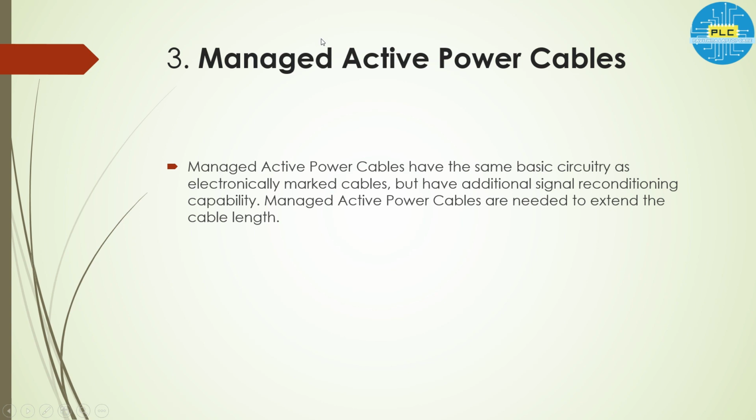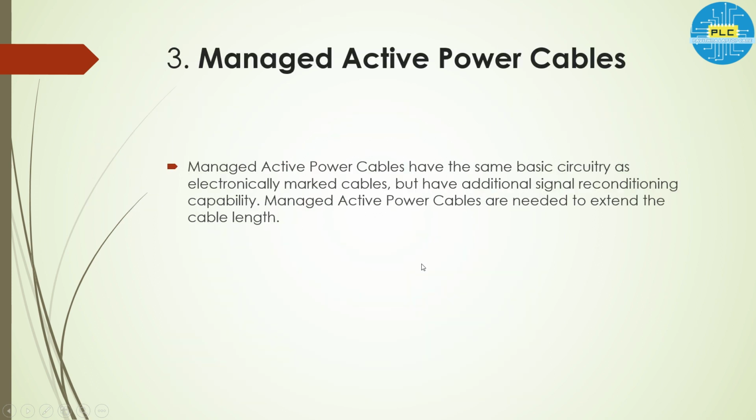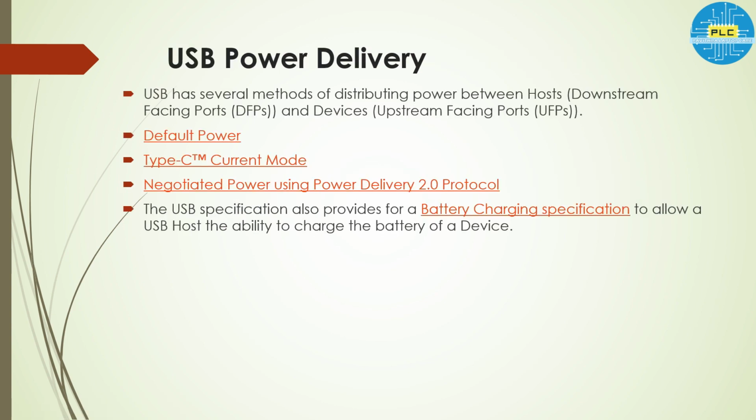The third one is also important, but we are not using it in this particular section. Here we are using higher end functions: the managed active power cables. Managed active power cables have the same basic circuits as electronically marked cables, but have additional signal reconditioning capability. Compared to the previous one, the electronically marked powered cable, it has additional functions to do more.